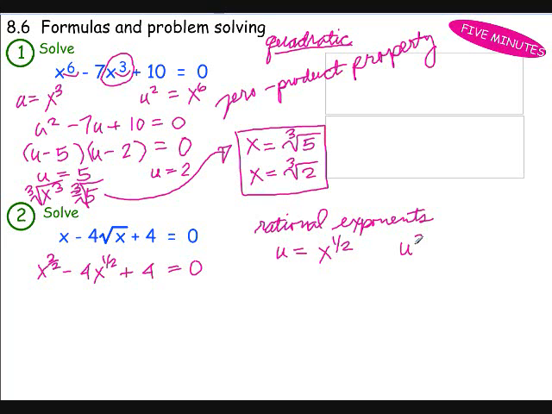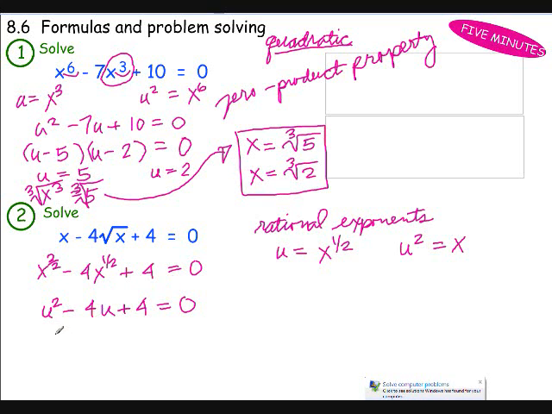And u squared is equal to x to the 2/2, or plain old x. So x to the 1/2 is u minus u squared. Oh, how could I forget that already? x is equal to u squared minus 4u, because x to the 1/2 is u. Excuse me. x minus 4 times x to the 1/2 plus 4 equals 0.